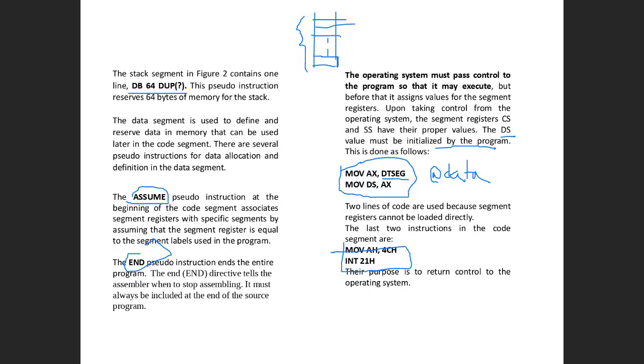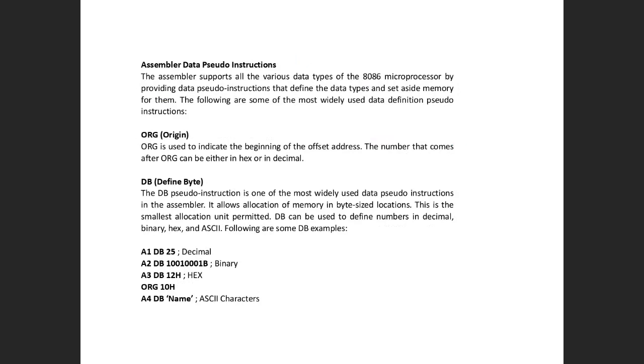What is the purpose of it? To return the control to the operating system. As I said, sometimes we write some programs in Windows mode, and some programs in DOS mode. So it is just shifting the control from one operating system to another. Otherwise, if you do not write it, it will say illegal termination or something like that.